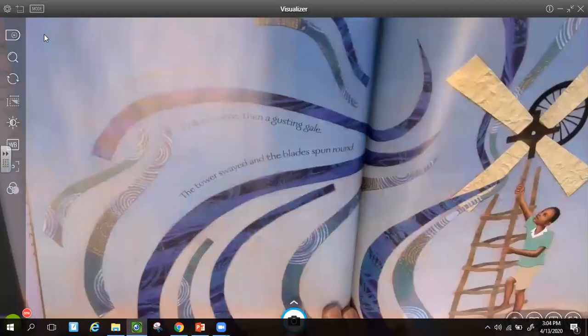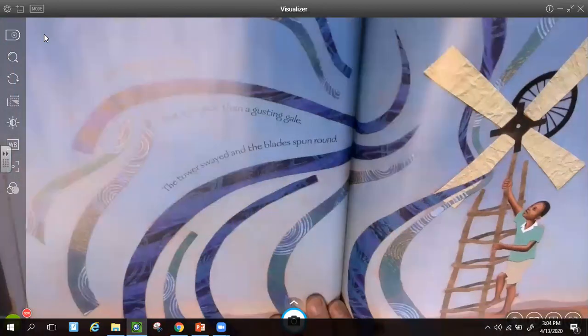Like always, it came. First a breeze, then a gusting gale.